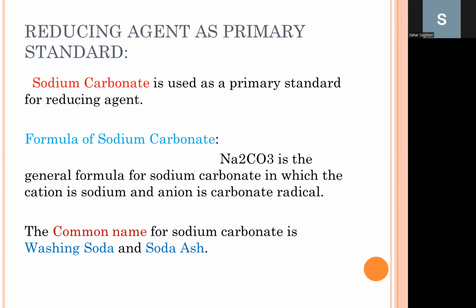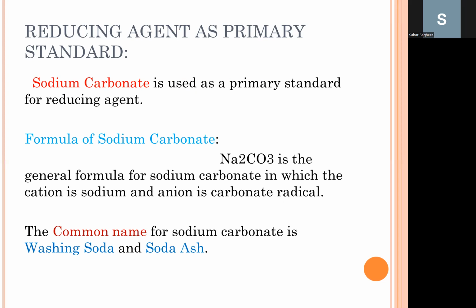Okay, reducing agent as primary standard. So here is the example of sodium carbonate. Sodium carbonate is used as a primary standard for reducing agent. So let me tell you all first about reducing agent, what a reducing agent is. A reducing agent is a substance that oxidizes itself and reduces others. This is a thing that we all know because we have learned about it.